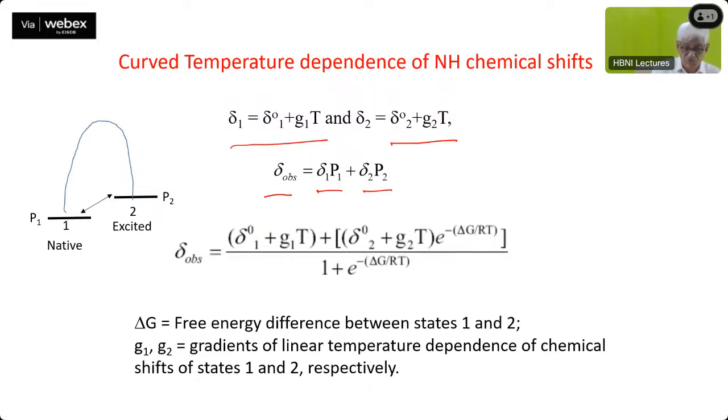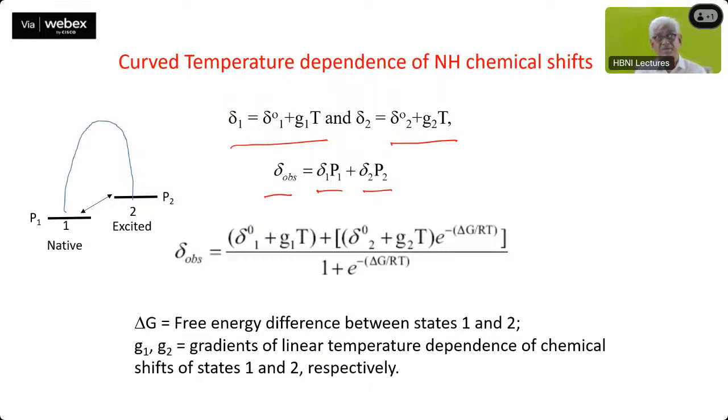So, delta observed will have this kind of a formula: delta 10 plus G1T plus delta 20 plus G2T into e to the minus delta G by RT, divided by 1 plus e to the minus delta G by RT. And those are for physical chemistry, you can try and derive this equation. Okay. And delta G is the free energy difference between states 1 and 2. And G1 and G2 are the gradients of linear temperature dependence of chemical shifts of states 1 and 2.